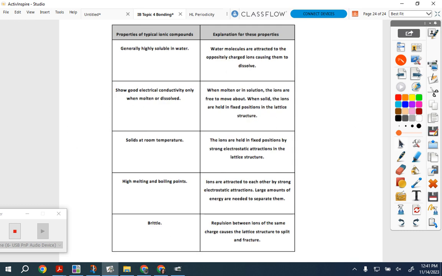Okay, so like I said, I'll post these slides. I made this a little bit bigger, but this is basically the same stuff that we just talked about. Soluble in water because of the attraction of the polar molecules to the charged ions. Electrical conductivity only when molten or dissolved. Generally solid at room temperature, high melting and boiling points because of the strength of those attractive forces, and then also the brittleness, that if we can interfere with those attractive forces, we can break it up pretty easily.